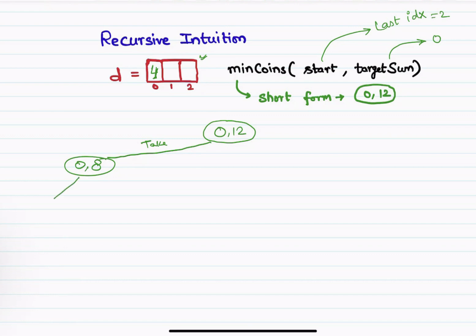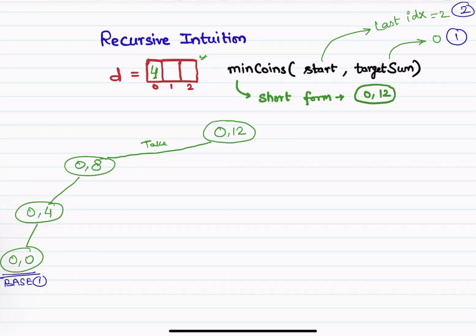Now, from here, again, we have an option. Index 0 we will choose. If we take it, we reduce it to 0, 4. In the same way, if we again take it, we reduce it to 0. So you see, here we have hit a base case, which is target sum 0. Let me call it base 1. Whenever target sum reaches 0, we'll call it base 1. And when the index reaches 2, which is the last index, we will call it base case 2.